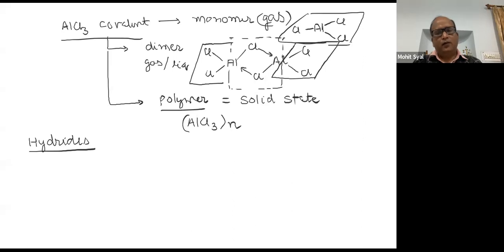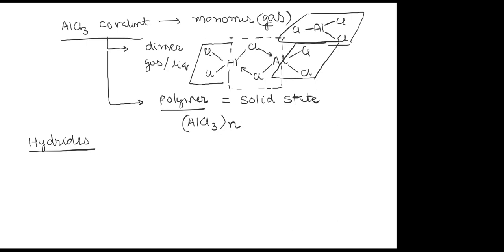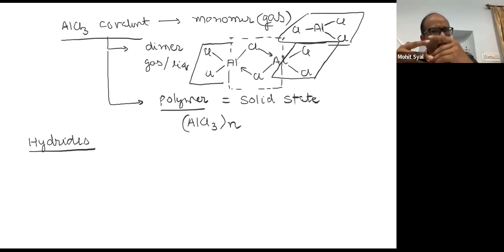Reaction with hydrogen leads to hydride formation. These hydrides are also electron deficient. All of the group 13 elements form electron deficient hydrides, and because they are electron deficient, they are going to fulfill their deficiency by combining with each other.